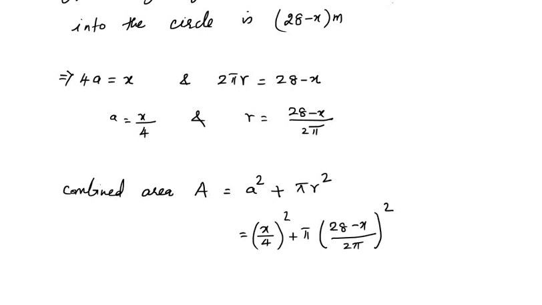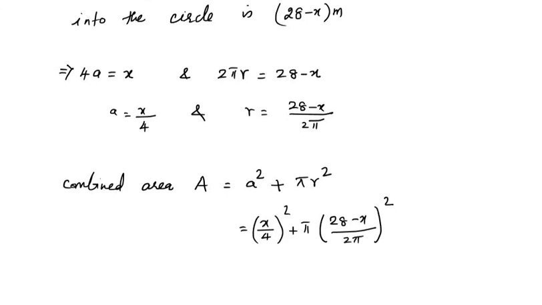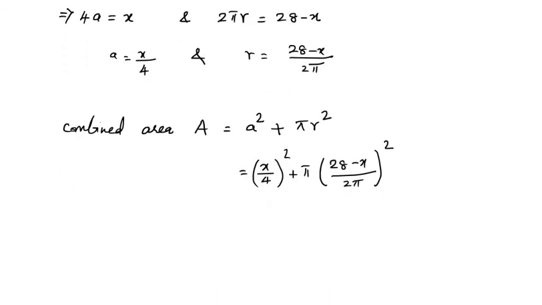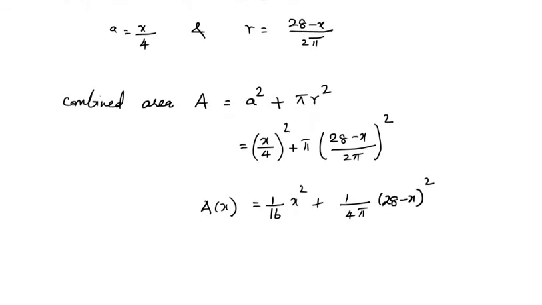And here 1 pi I can cancel. If I cancel this 1 pi and simplify, see what we get. This is nothing but 1 by 16 x square, right? Plus here 1 pi and 1 pi get cancelled. Therefore, the denominator will be 1 by 4 pi into 28 minus x the whole square. Therefore, this I completely wrote in terms of x. Shall I take this as A of x, the area function? Yes, I got the function completely in terms of one variable.